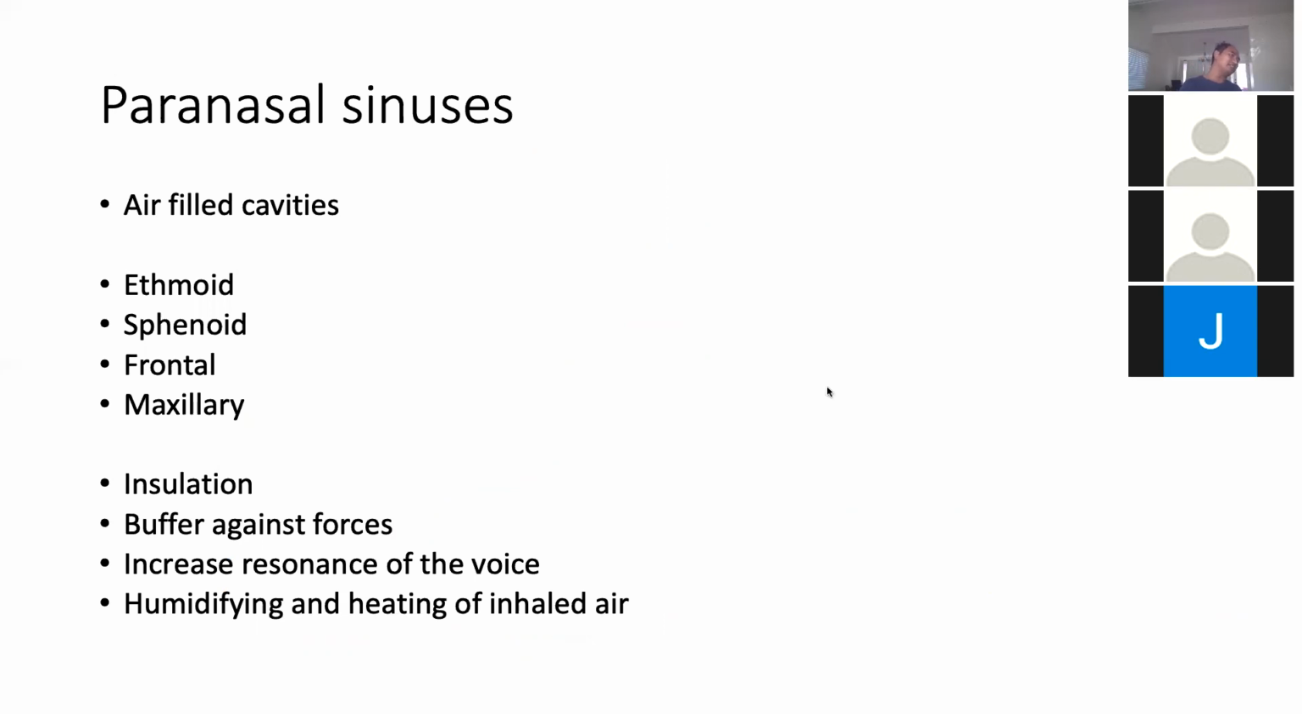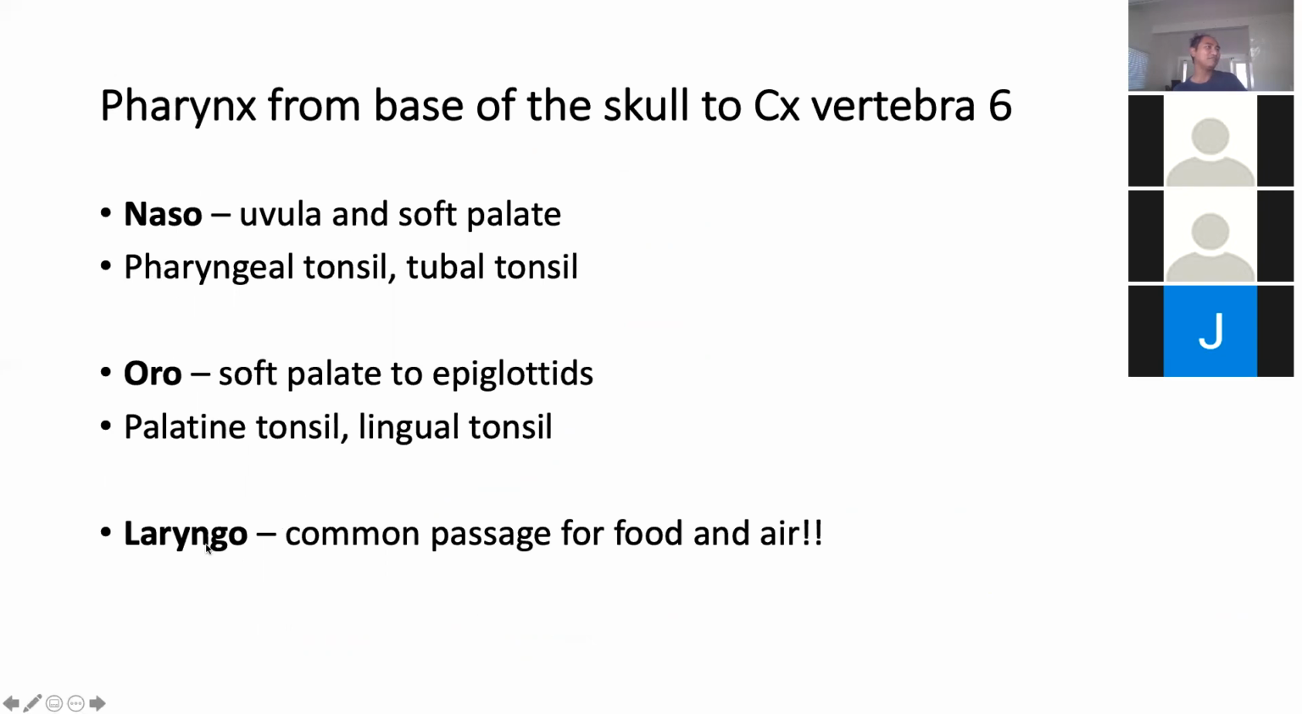These are the functions of the paranasal sinuses: to buffer against forced insulation, increase the resonance of the voice, and humidify and heat inhaled air. All right, guys, it's nearly finished. Just try to sit tight. And pharynx: we said nasopharynx, oropharynx and laryngopharynx. It extends from the base of the skull to cervical vertebra 6. It is everything we know about.